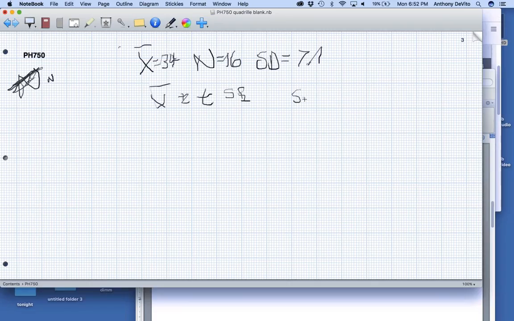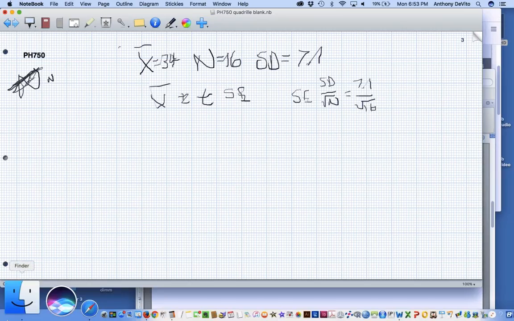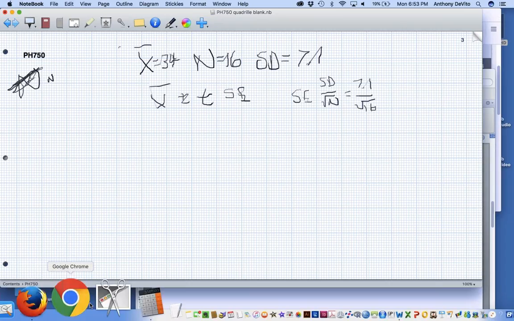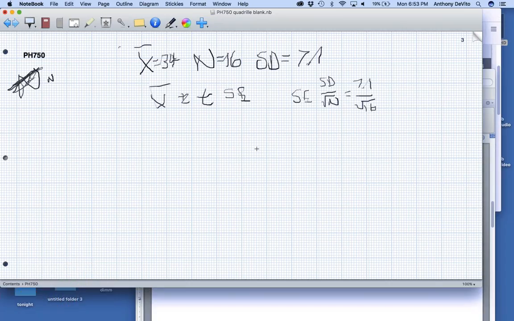Well, let's calculate our standard error. Standard error is calculated the same way, except this time it's standard deviation over the square root of the sample size, equal to 7.1 over the square root of 16, which is 4. I'll calculate that now. 1.775. Okay, good, that's our standard error. So now our calculation for our confidence interval is going to be 34 plus or minus our t-value. What's our t-value going to be?